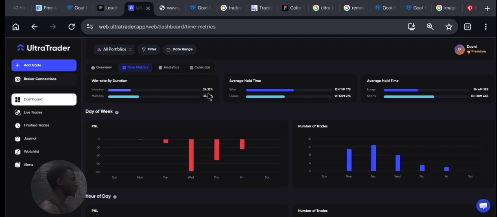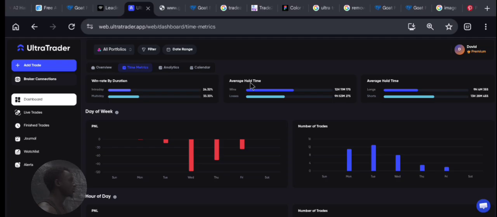Intraday I have 24%. My win rate in holding trades over like 2-3 days is around 24%, while my multi-day, more than 3 days, 4 days, 5 days, is around 33%. So I think if I'm holding trades longer than 2 or 3 days, I tend to have more wins. That's basically what it means.